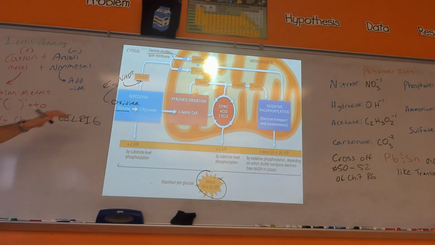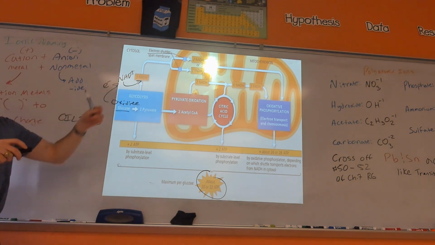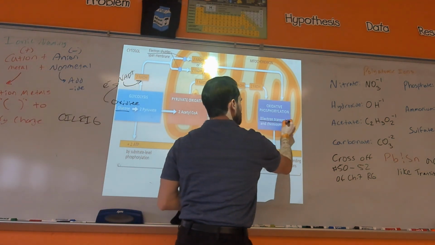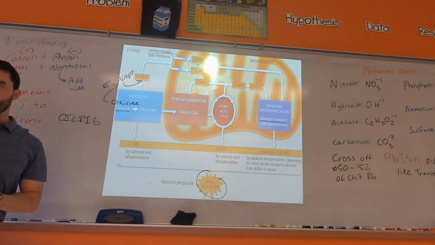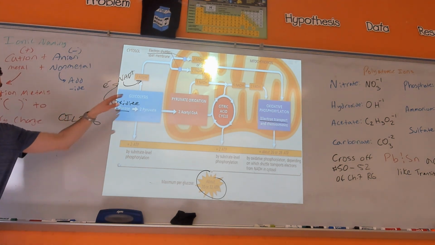We're taking the energy from glucose, giving it to a middleman that is NADH, and then we're ultimately going to use that NADH in the electron transport chain to create that ATP. That's really the story of cellular respiration.